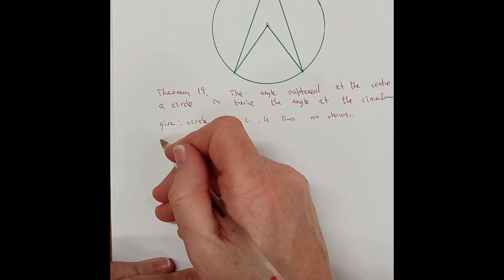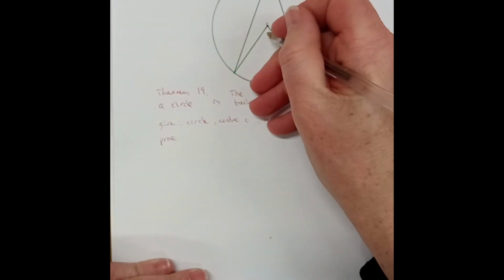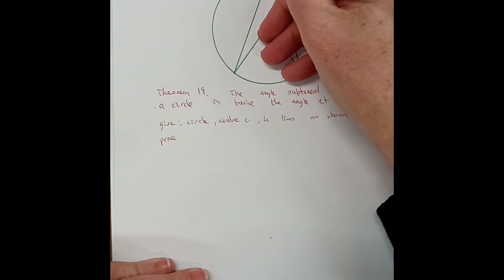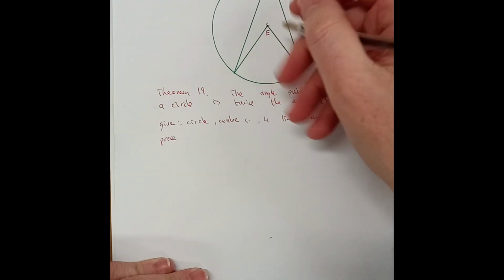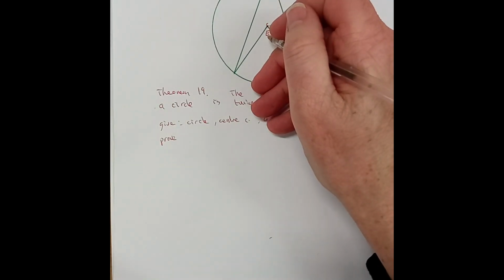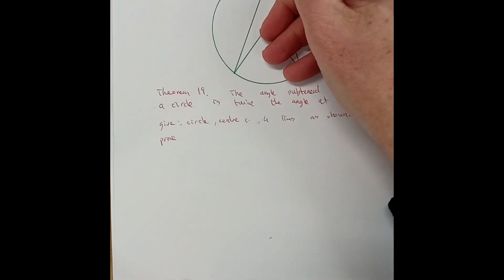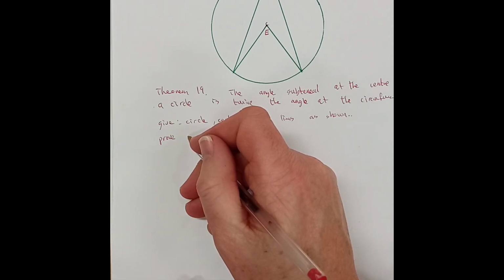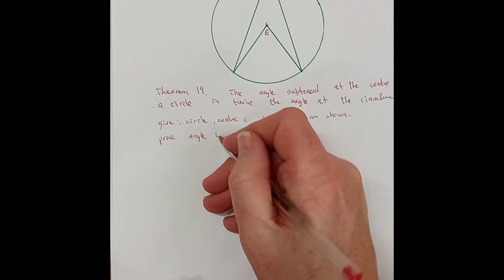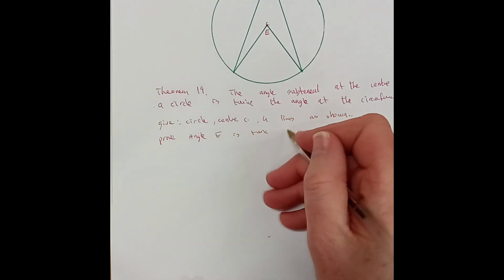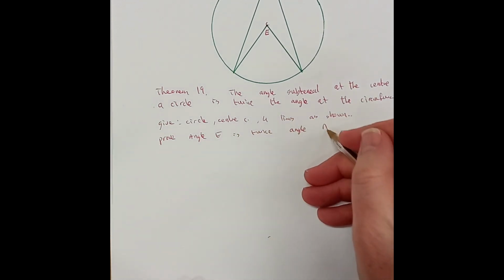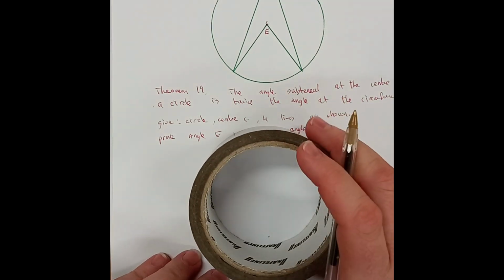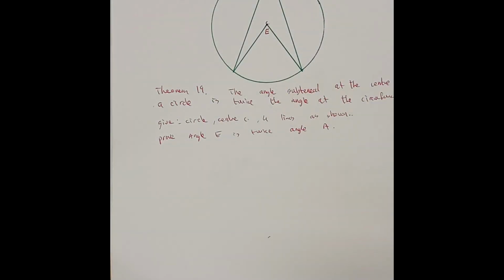And we want to prove that the angle at E is twice the angle at A. Prove that the angle at E is twice the angle at A. Okay, so how am I going to prove this? So I'm going to show you. I might do it on the one that you're given.